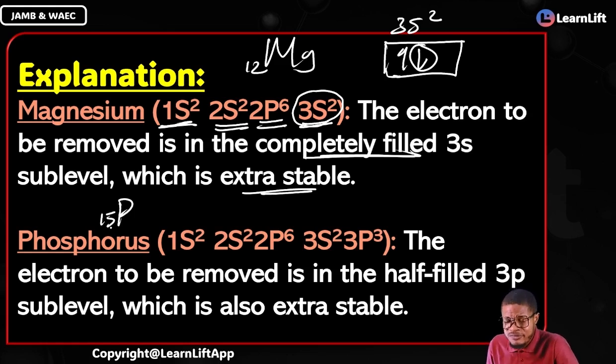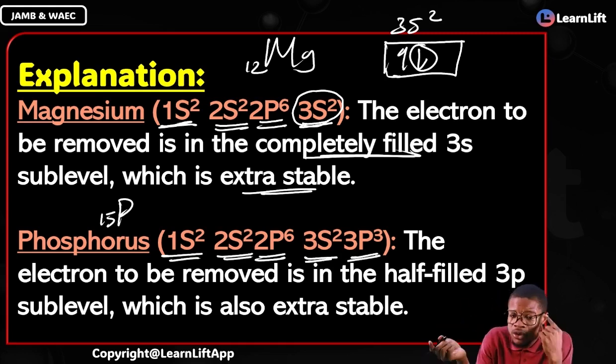So if phosphorus is number 15, what is the orbital configuration? Very simple. Count now. This is your 1s2, your 2s2, 2p6, that's 10. Add the 3s2, 2 plus the 10. How many is it going to give you? 5 is all you will have there.